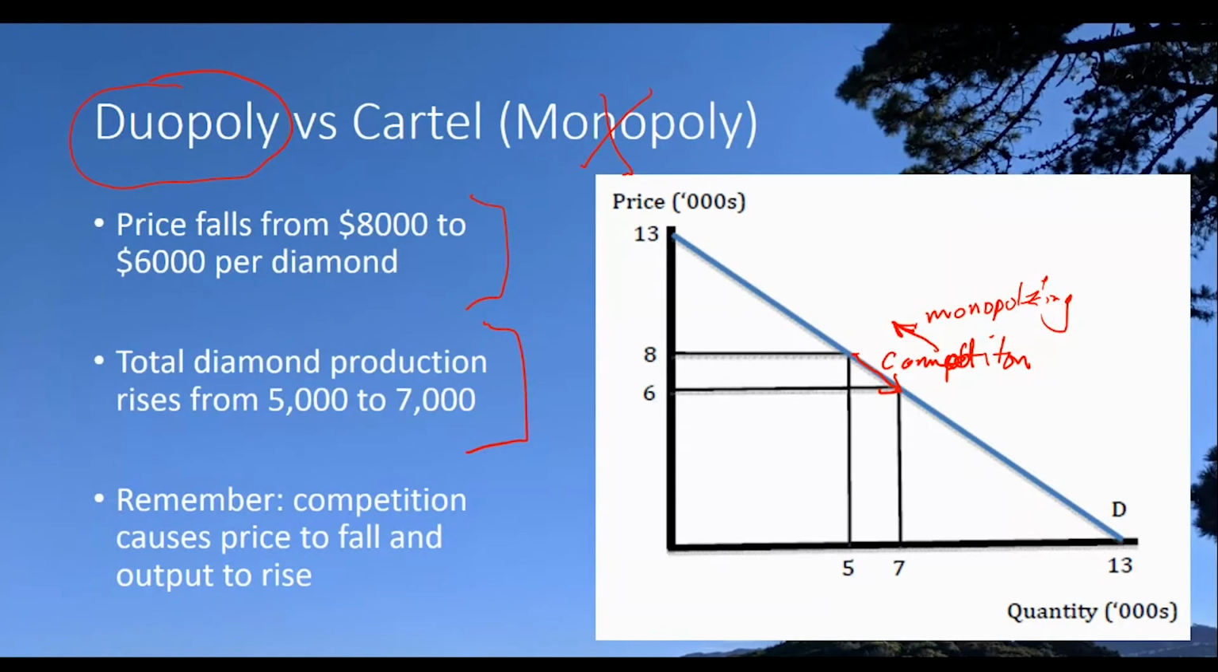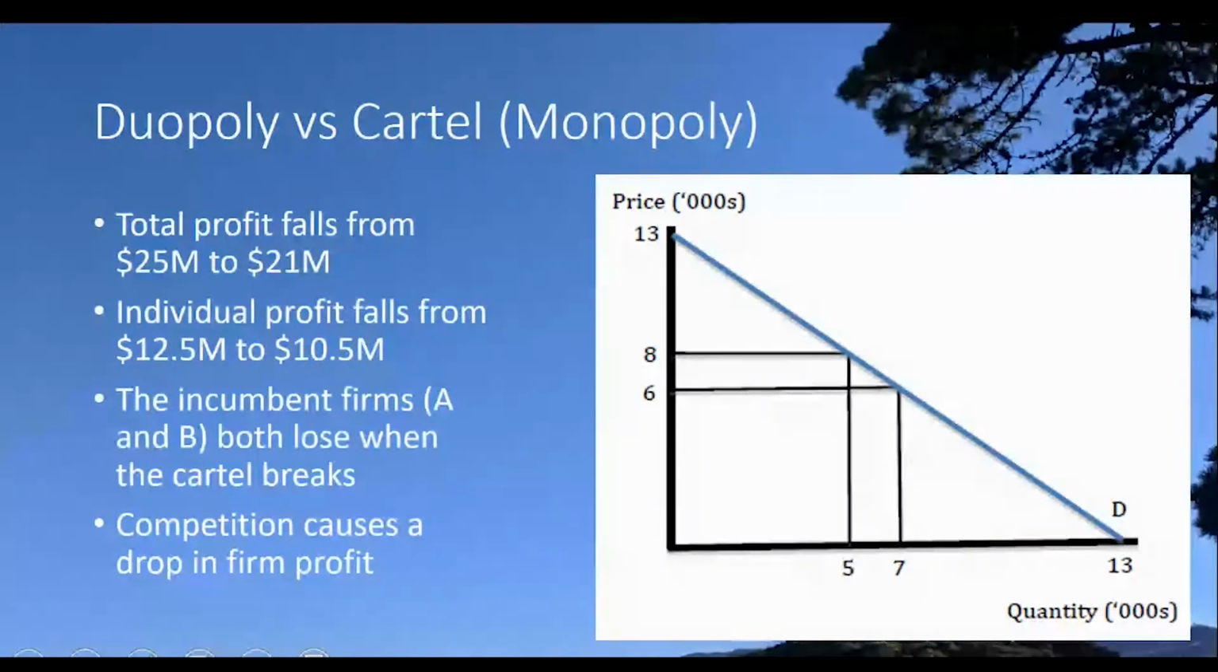And those are the basic effects we're going to see. And this is going to carry through in our analysis as we go forward. The effect of competition is always to lower prices and increase output. The effect of monopolizing is the reverse. Okay, that's the first effect.